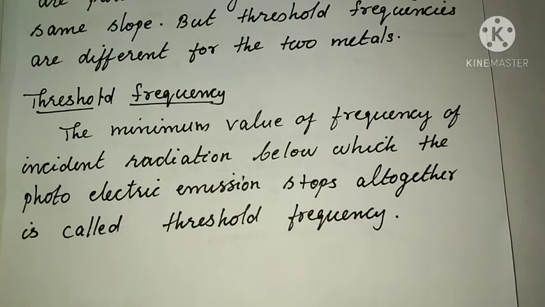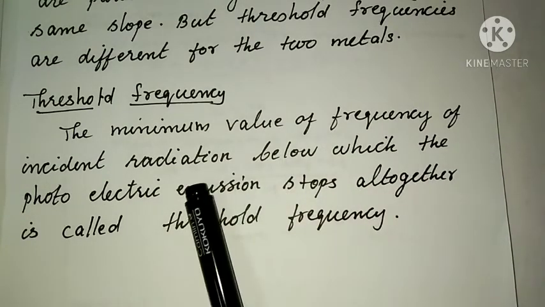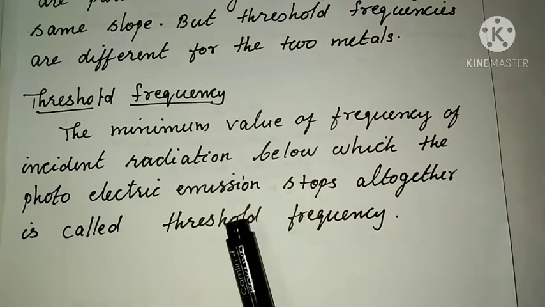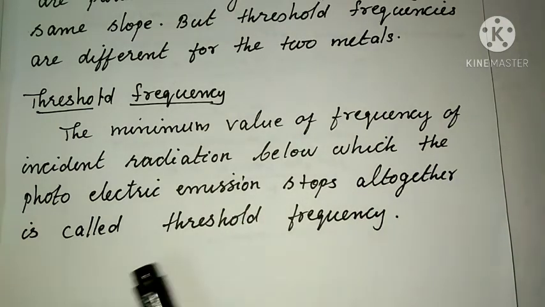So what is the threshold frequency? The minimum value of frequency of incident radiation below which the photoelectric emission stops altogether is called the threshold frequency, and below which no photocurrent is there. And some other points: once the frequency of incident radiation exceeds the threshold frequency, the photoelectric emission starts instantaneously, even if the light is very dim.